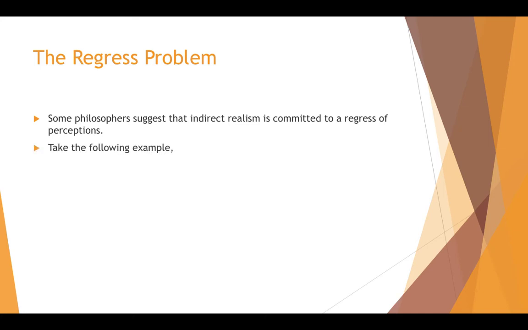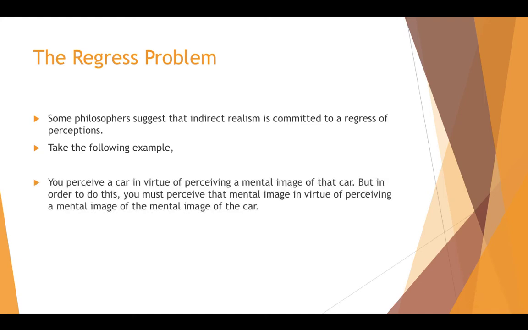So it goes a little bit like this. This is how it effectively works. You perceive a car in virtue of perceiving a mental image of that car, sense data of that car. But in order to do this, you must perceive that mental image in virtue of perceiving a mental image of the mental image of the car. But in order to do this, you must perceive a mental image in virtue of perceiving a mental image of the mental image of perceiving a mental image of the car.